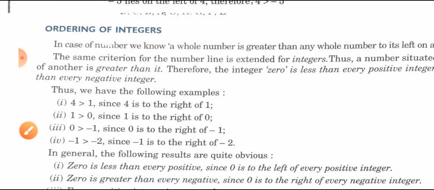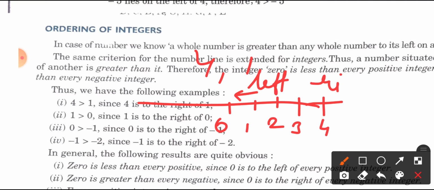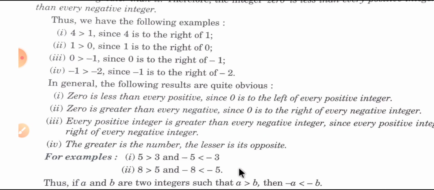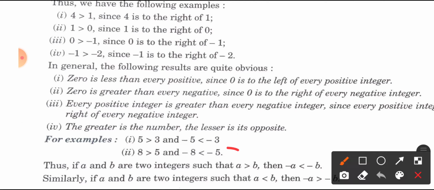Here you can see by one example, 4 and 1. It is 0, 1, 2, 3, 4. 4 is on the right side and 1 is on the left side. So we know that the number which lies on the right side is always greater than the left side. Therefore we can say that 4 is greater than 1. In general we can say that 0 is less than every positive integer, since 0 is to the left of every positive integer. But 0 is greater than every negative integer, since 0 is to the right of every negative integer. And every positive integer is greater than every negative integer, and the greater the number, the lesser is its opposite. Here two examples are given.